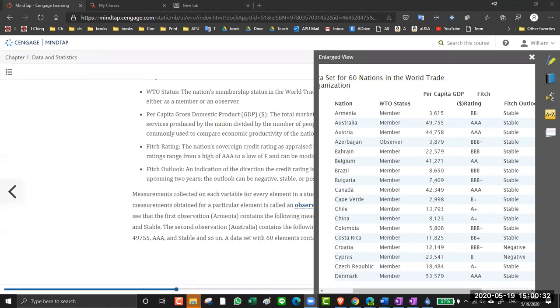Okay. Now, what's the next one? The credit rating of each country. Credit rating. What does that mean? I have a vague idea of what that means, but I sort of think of it more in terms of stocks. But this is a country credit rating. So what does this mean?